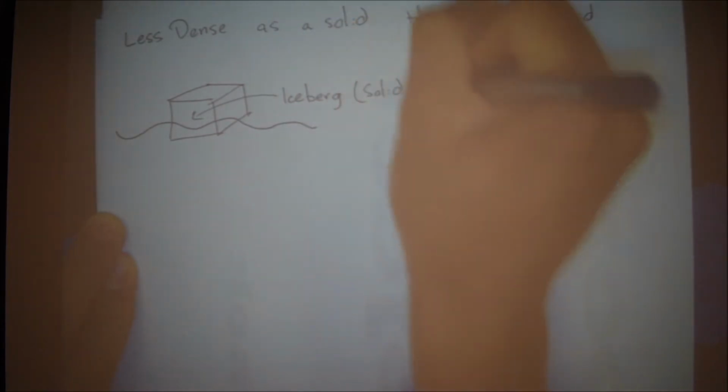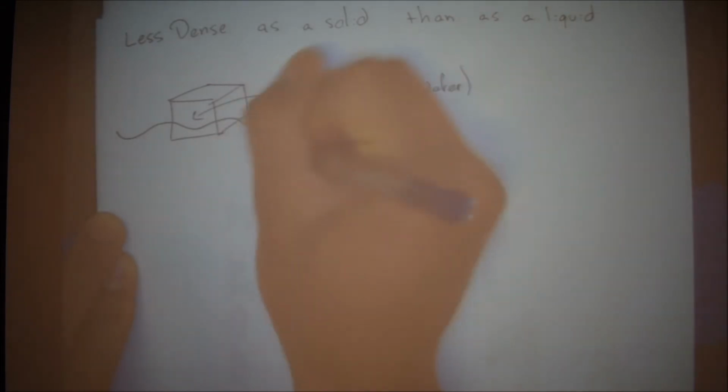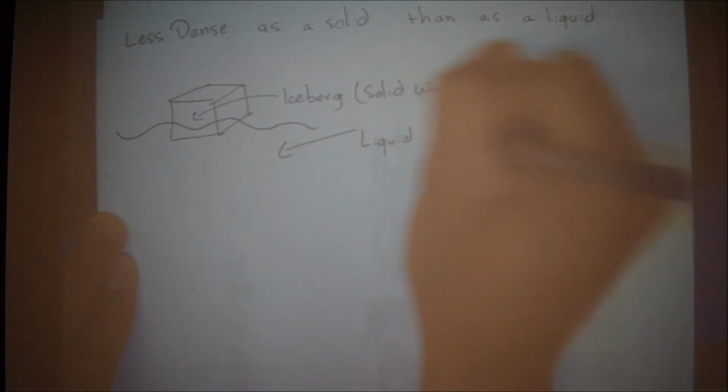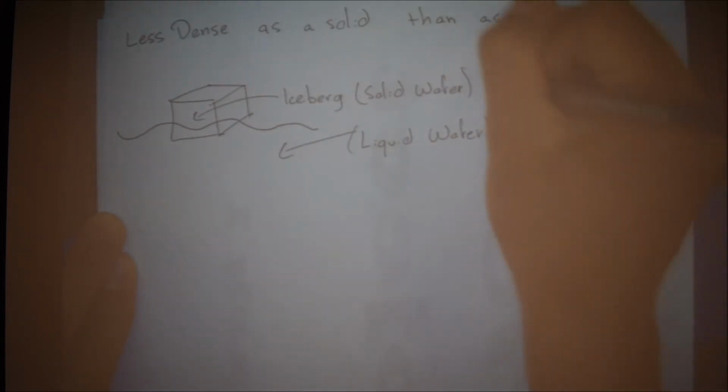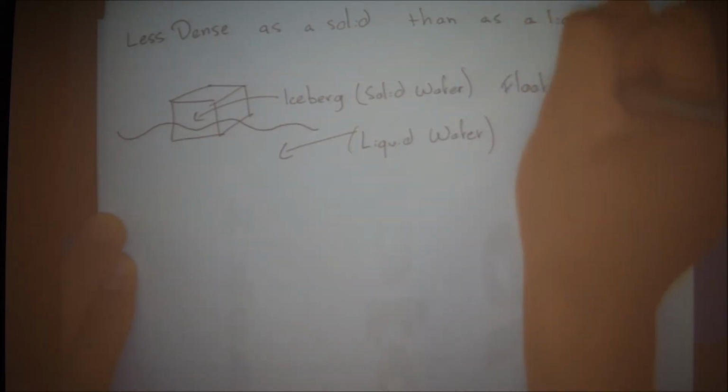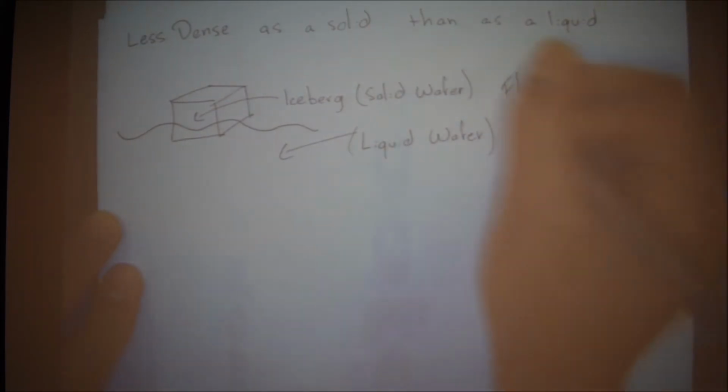So what you'll see in the real world, right, is you'll see an iceberg. So we'll just draw like a giant ice cube to simplify it. We'll call this our iceberg. And right now, it's in water, right? So right here we have solid water. And down here we have liquid water. And right now this iceberg is floating.